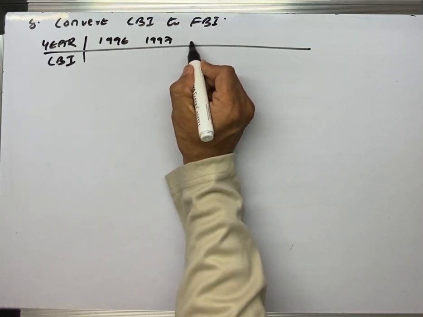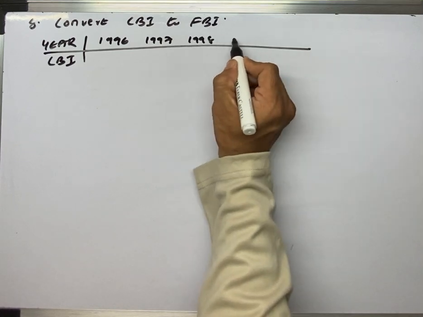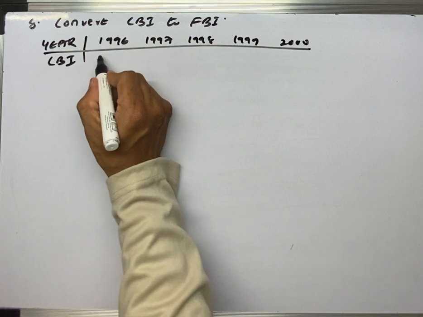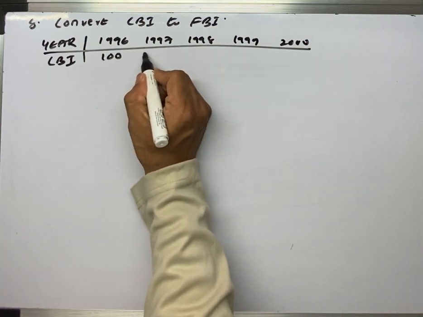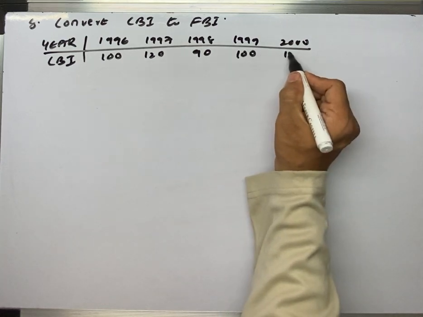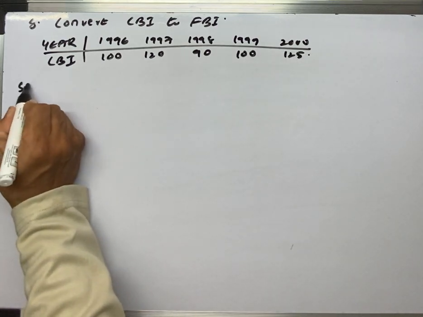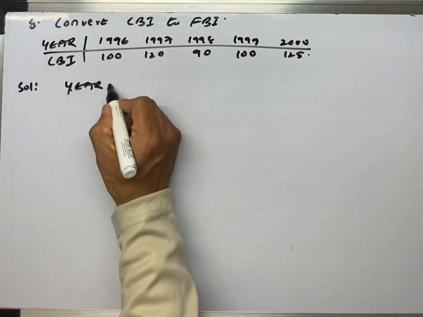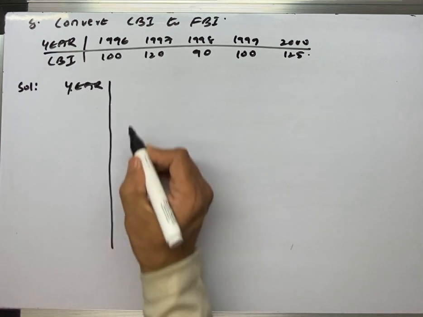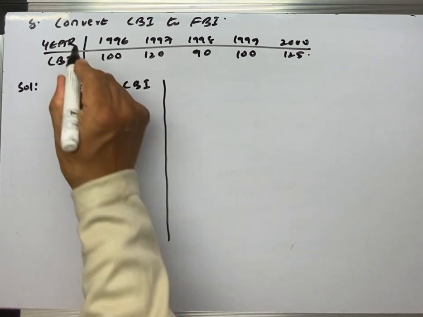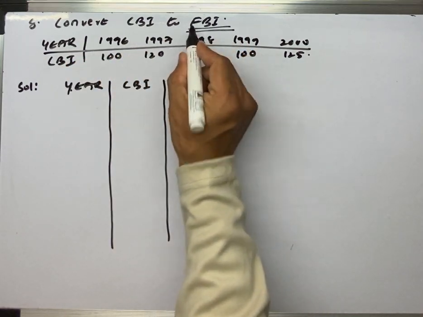Year 1997, 1998, 1999, 2000, CBI: 100, 120, 90, 100, 125. We have to convert CBI to FBI, means we have to find fixed base index.